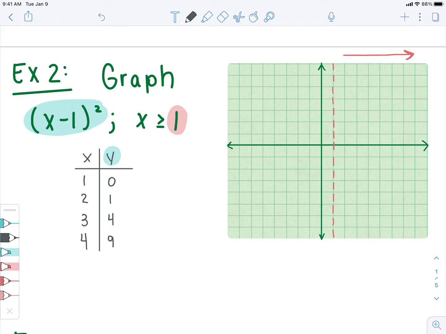So now when I go to graph this first point, do I want an open circle or a closed circle? It's going to be closed because it's a greater than or equal to. That equal to tells me closed. So I'm going to go to 1, 0. And my first point that I plot this time is going to be closed. Then I'm going to 2, 1, 3, 4. And 4, 9 isn't even going to fit on my graph. It's going to be way up here somewhere.